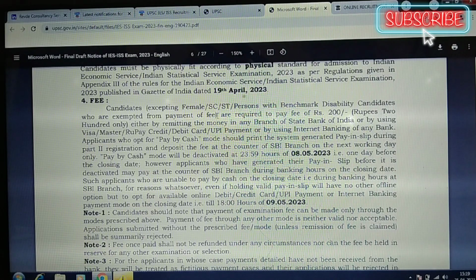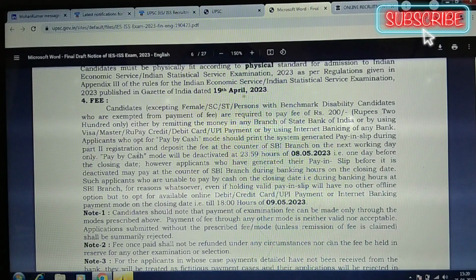Especially while applying, if you select your category as SC/ST or female candidate, the fee amount will not be applied automatically. It will take the exemption option. So other than the SC/ST and persons with benchmark disability candidates, people other than these categories have to pay 200 rupees.